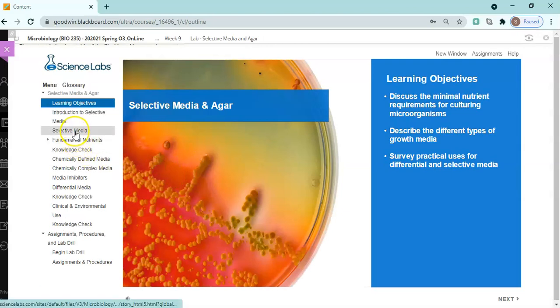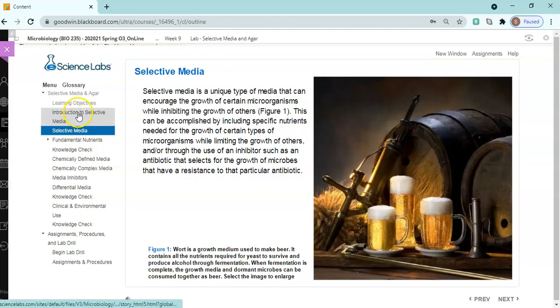Again, going through your background information for the lab, make sure that you understand, first of all, the difference between selective media and differential media. That's really important to make sure that you understand. Remember that selective media inhibits all types of microbial growth except for the one that you're looking for.